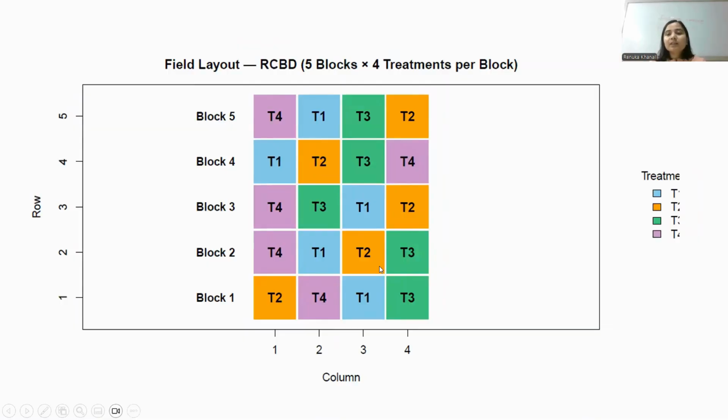But in the case of RCBD, when there is a heterogeneous field condition, such as a gradient or different soil types, we capture the variation of the field with the blocking factor. We add the blocking factor, and the block acts as a replication. Within each block, there should be every treatment we have. We had 4 treatments, T1, T2, T3, T4, so every block should have every treatment. Here also we can see T1, T2, T3, T4, and we randomize the treatments within the block.